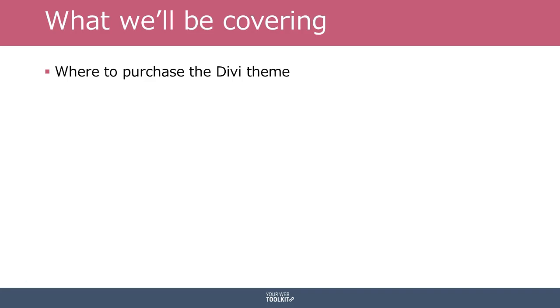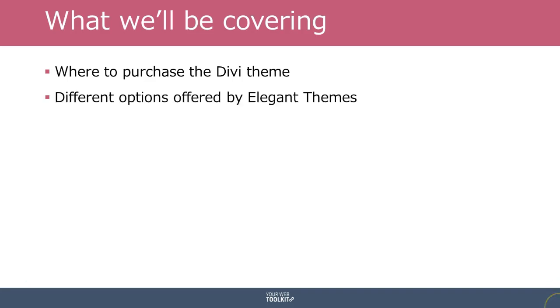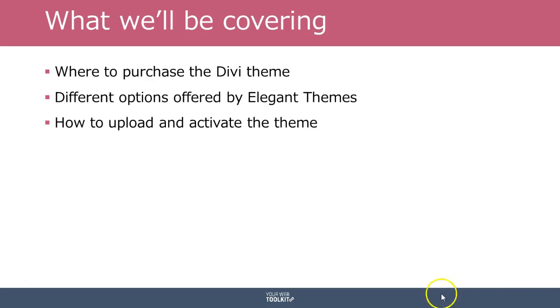First of all, I will show you where to purchase the Divi theme from. Then we'll go through the different options offered by Elegant Themes. So Elegant Themes are the company that have developed and own Divi. So there are a few different licenses that you can choose between. And then once you've decided which version of the license you want, I'll show you how to firstly download the zip file that you need and then upload it to the website and activate it. Okay, so let's get going.